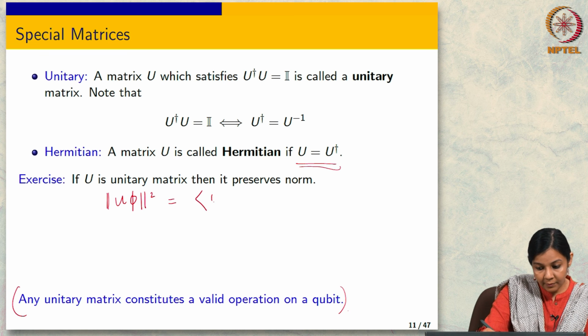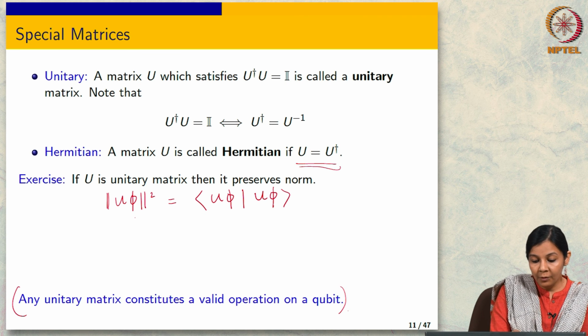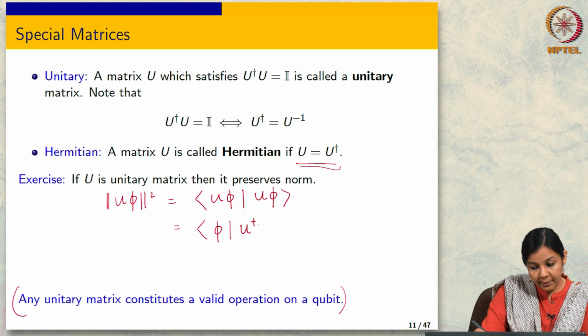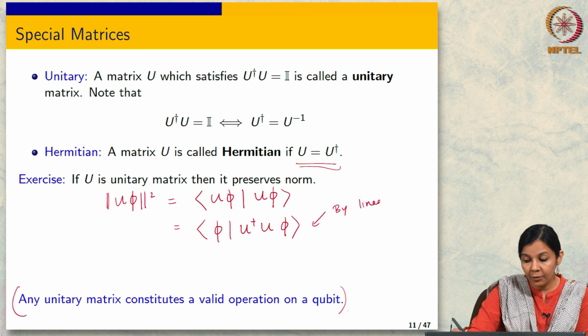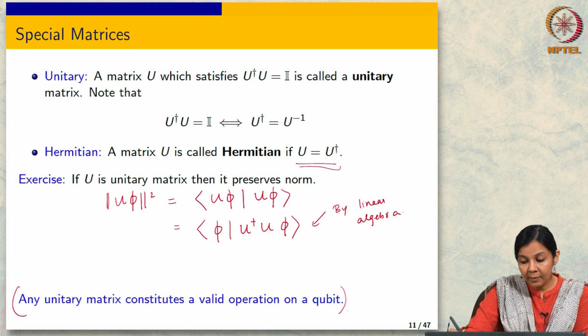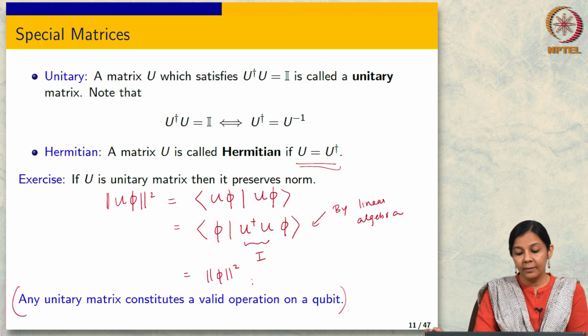Maybe it's just worth writing down once more. I am just going to look at the norm of this resultant state, and that opens up using this inner product. Now this inner product I claim I can rewrite in this way. Does everyone see why? This is just by linear algebra, and I will let you check it on your own. And now this is I, so this is the same as this.